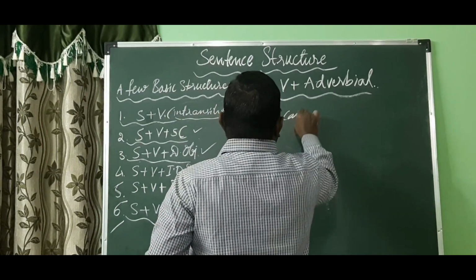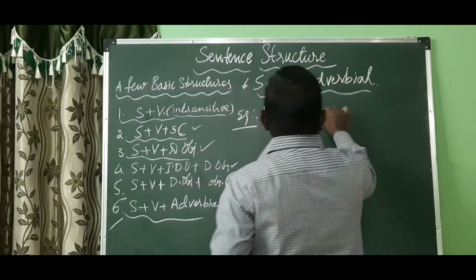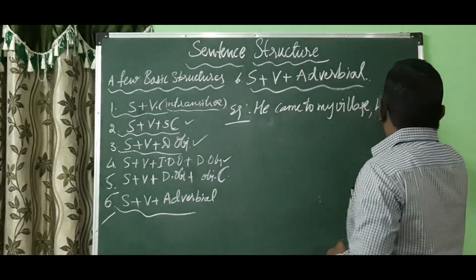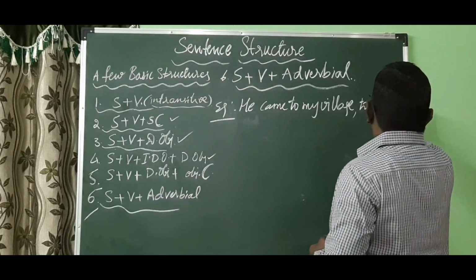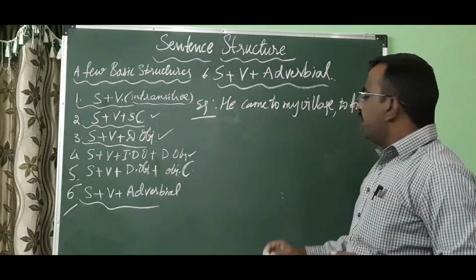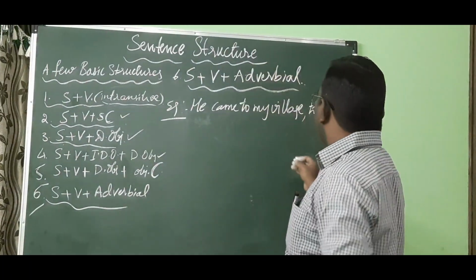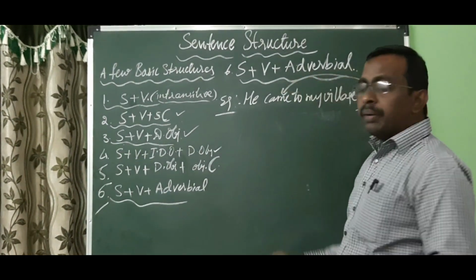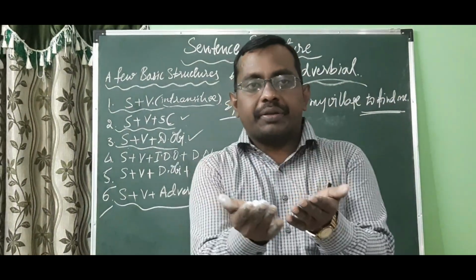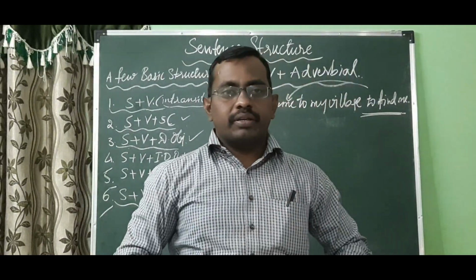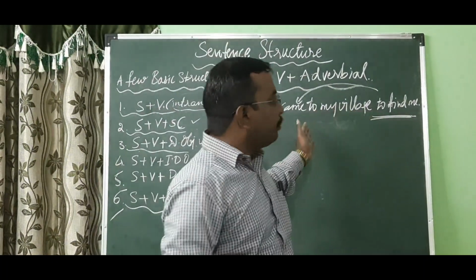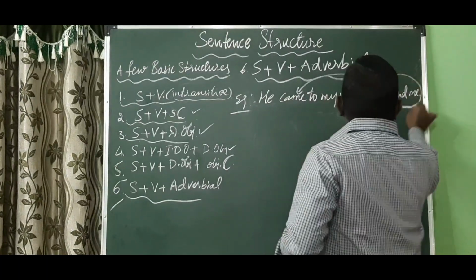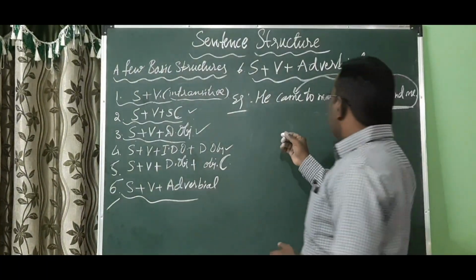He came to my village to find me. Why did he come to my village? To find me. So, to find me is an adverbial. It completes the meaning of the action of coming. Why did he come? To find me. We call it adverbial. Another example.